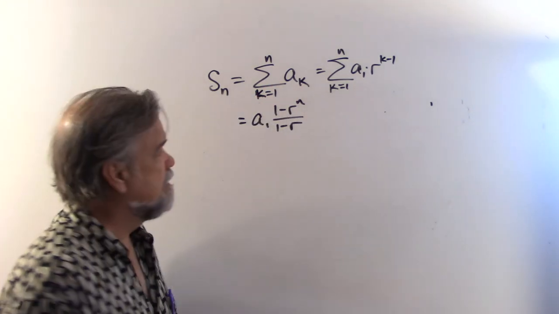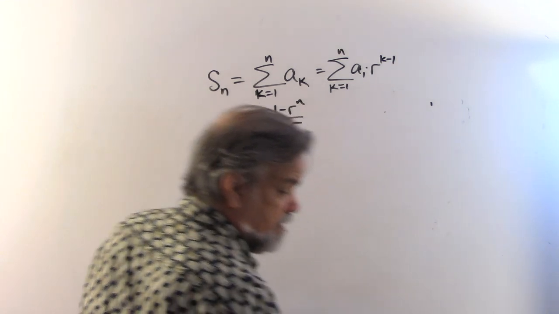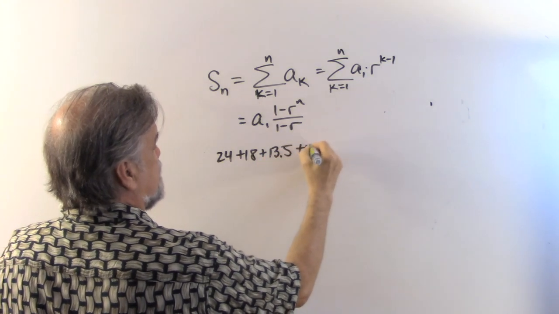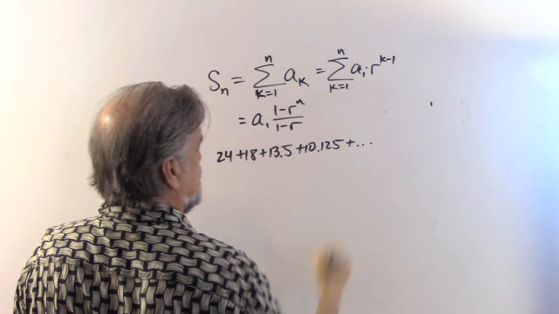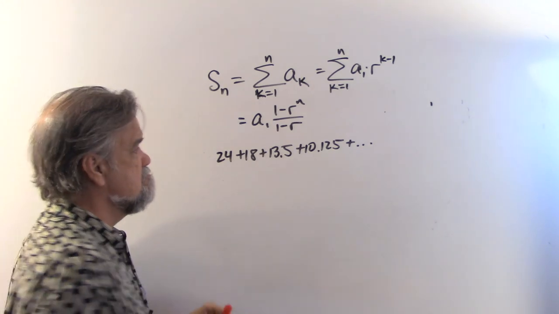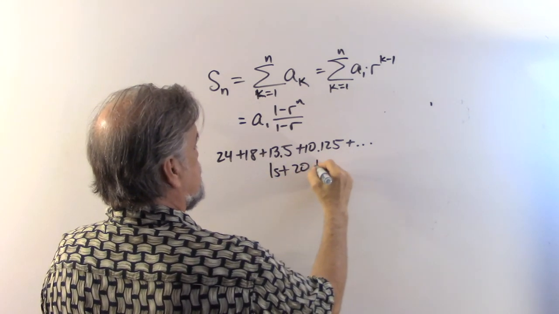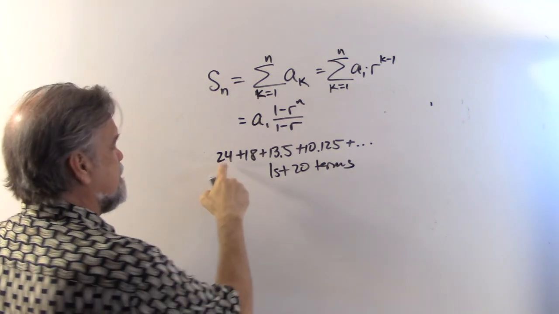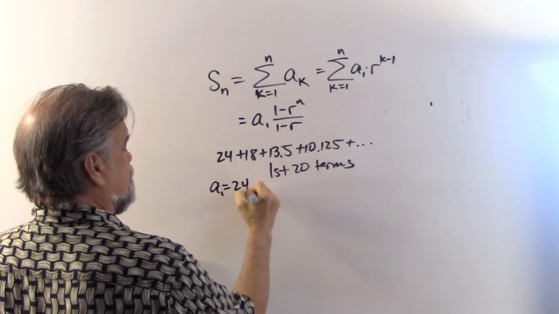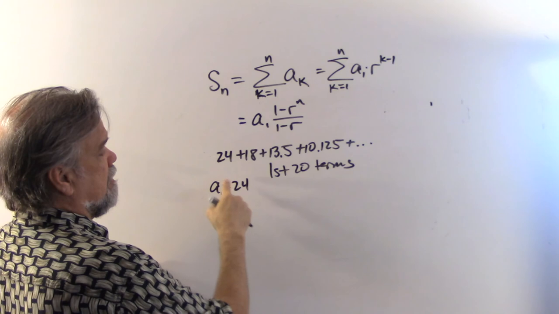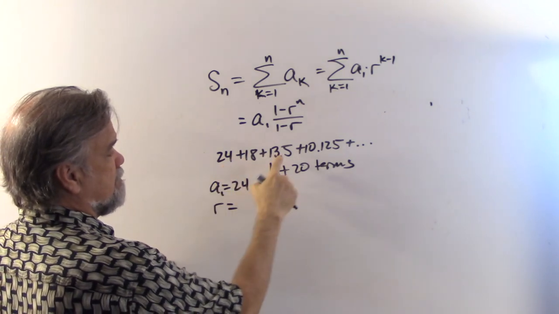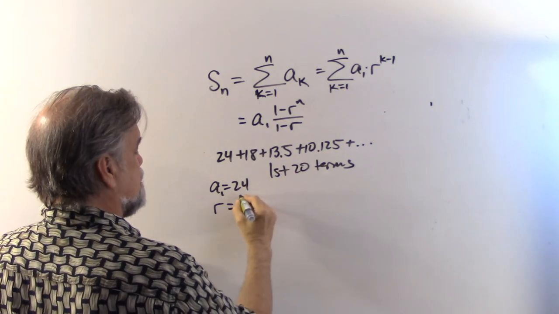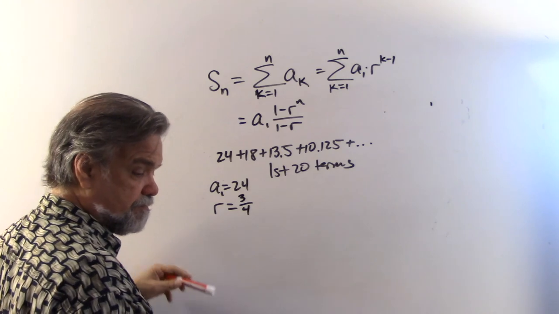Let's use this. Let's say we have 24 plus 18 plus 13.5 plus 10.125 plus, and I want the first 20 terms. We can do this because a1 is 24 and r is 18 over 24, which is 3 fourths. 13.5 over 18 is 3 fourths, 10.125 over 13.5 is 3 fourths, so r is 3 fourths.